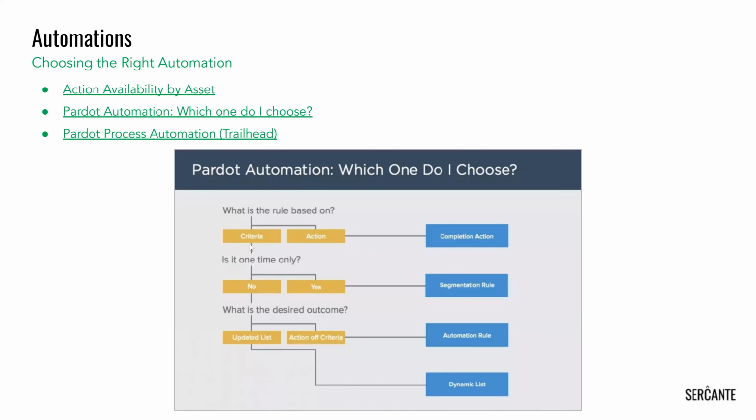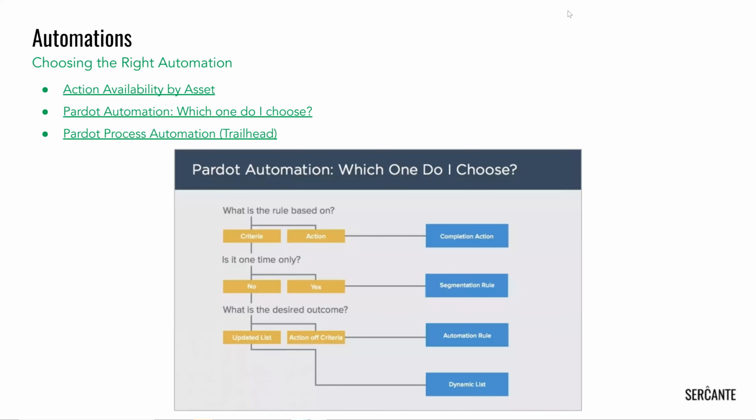If the rule is based on criteria, then the next thing to ask is, do I need to do this once or do I need to do this ongoing? If it's one time only, a segmentation rule is the best tool for the job. If it is something that's going to be repeating, then you move on to the next stop on the train here, which is desired outcome. What do you want to have take place after we've evaluated that criteria? If you want to take action and do something, automation rule is the way to go. But if it's just having an updated list, a dynamic list is going to be the best and simplest tool for that.